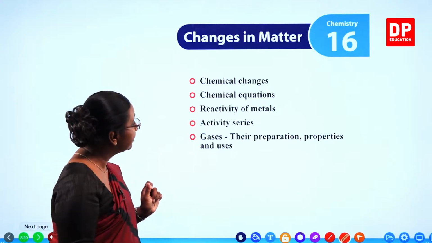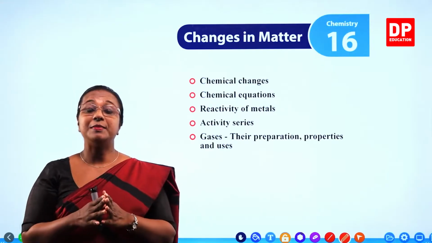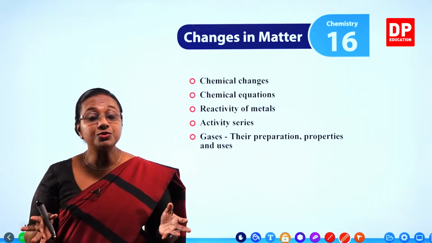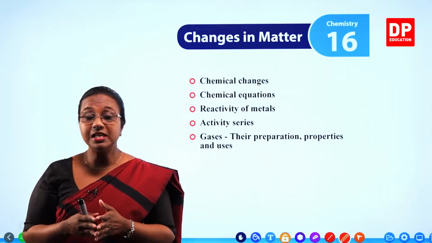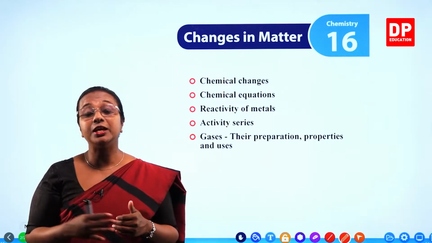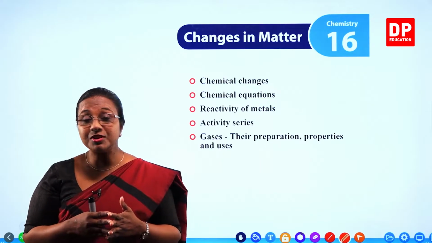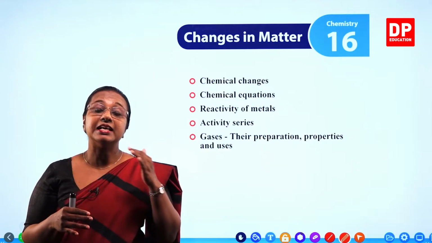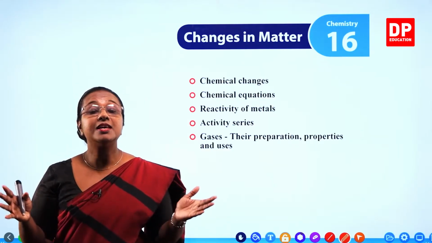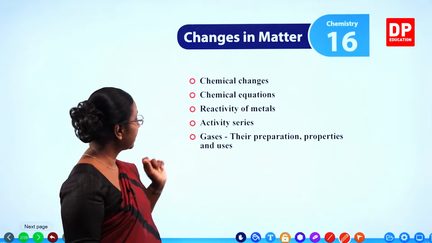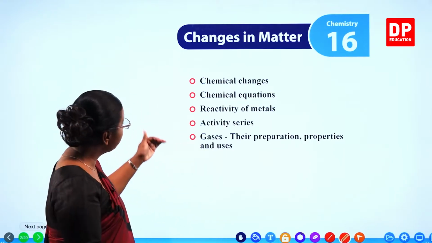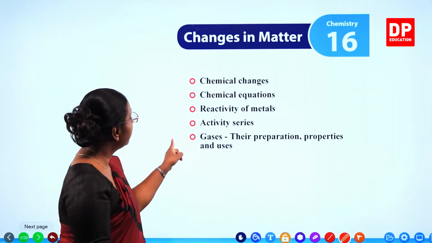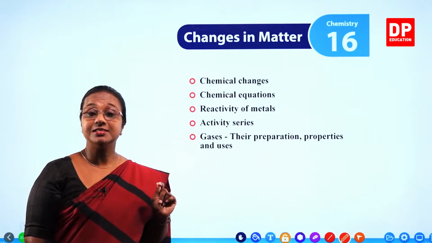Then we will look at the reactivity of metals. Again, you are familiar with this concept. Now, when you take jewelry made up of gold, we use gold or even platinum, sometimes silver. These do not tarnish very quickly. Whereas you have seen magnesium strips in the lab, they tarnish very quickly. So there you can understand the reactivity of metals is different. So that is what we will be discussing under reactivity of metals. And based on all these reactions, how metals react with other substances, we will discuss the activity series.